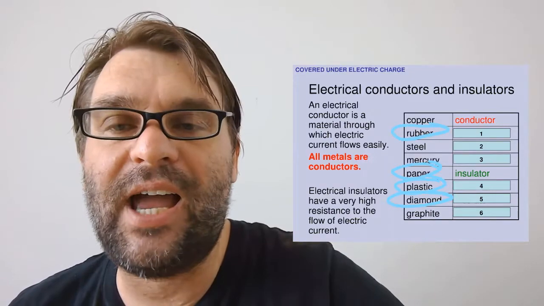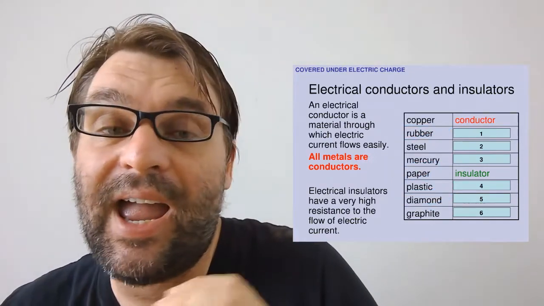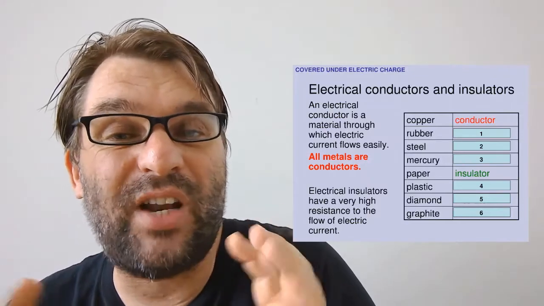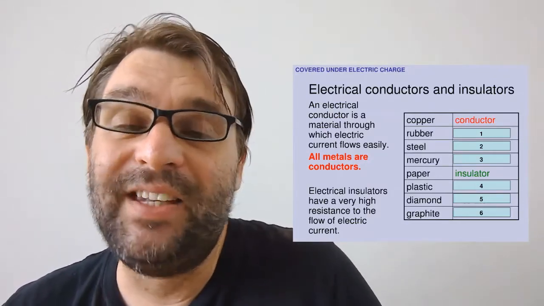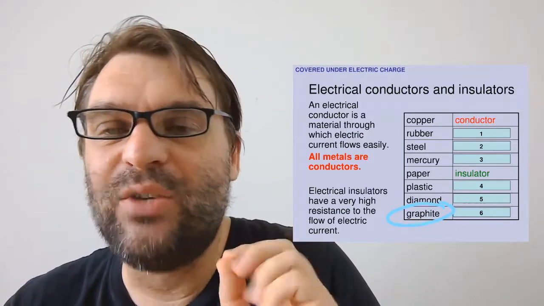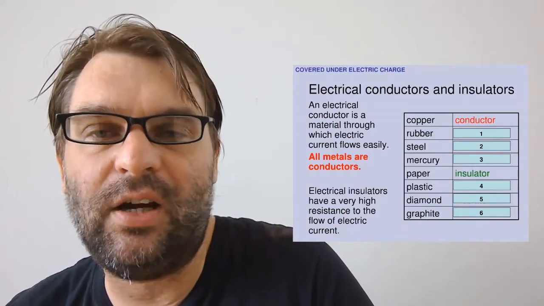Looking at the table, substances like rubber, plastic, and even diamond, where all the electrons are in the bonds, are very good insulators. Now, graphite, which is in your pencils, has one free electron which can move, therefore it is a good conductor of electricity.